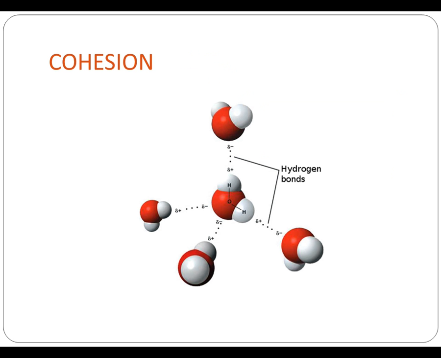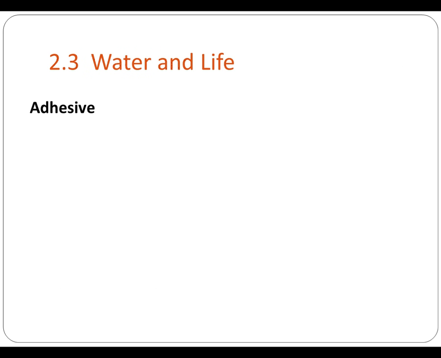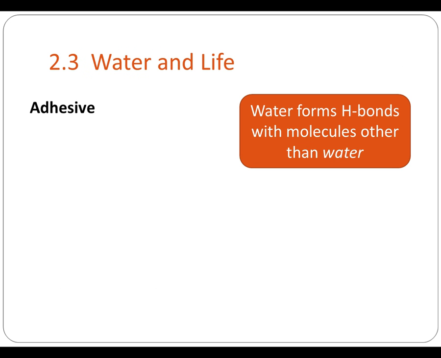Sorry, getting ahead of myself. Here's an image representing cohesion. And you can see the dotted lines represent what? The electrical attraction. We call those hydrogen bonds. Okay. So water is definitely cohesive. It's also adhesive, and we said that is when water forms hydrogen bonds with something besides water.